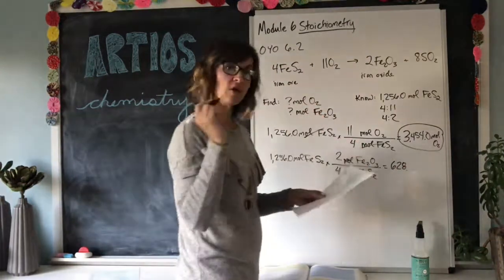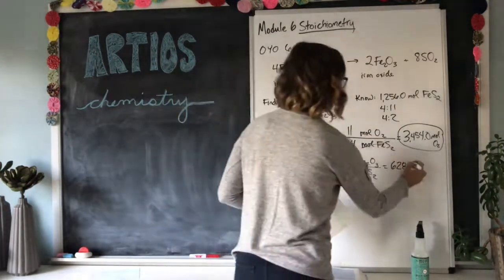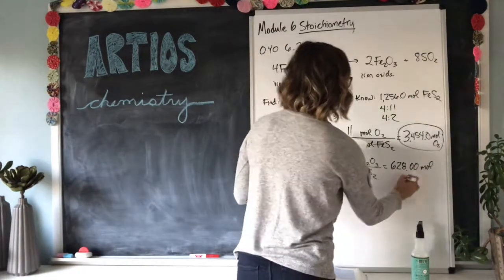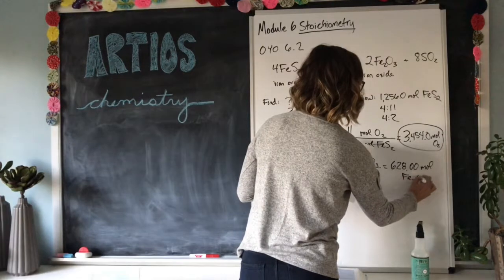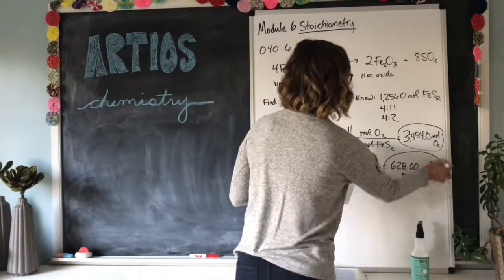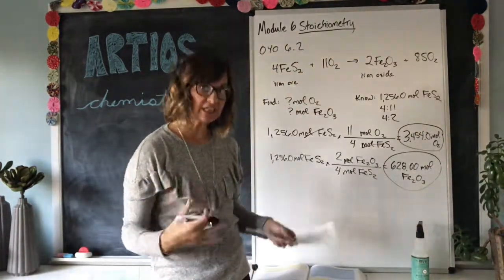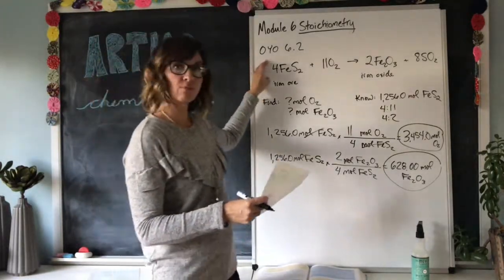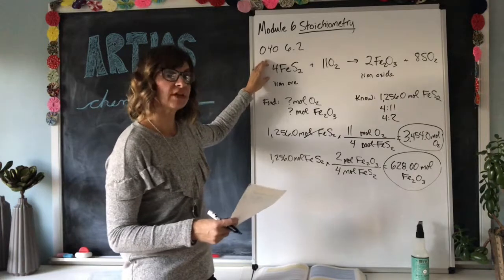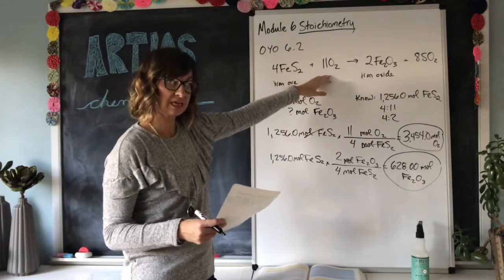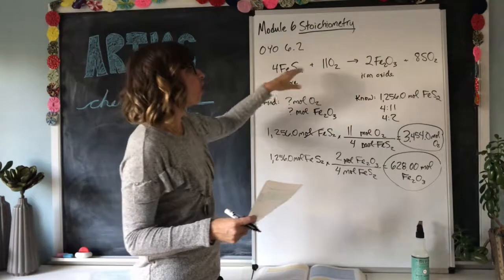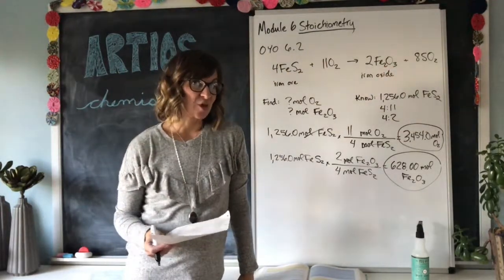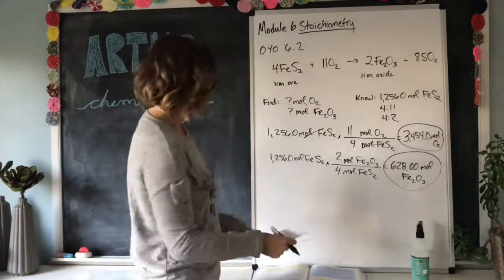628.0, so that we have the correct number of significant figures, moles of Fe2O3. So that's how we can, again, fully analyze chemical equations. If we know our starting amount of one reactant, we can figure out how much of another reactant we need to fully use this up, or we can figure out just how much product we're going to end up with. So that's on your own 6.2. Now we're going to do on your own 6.3.